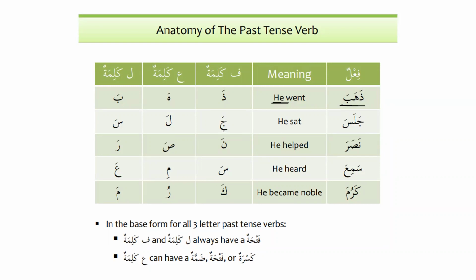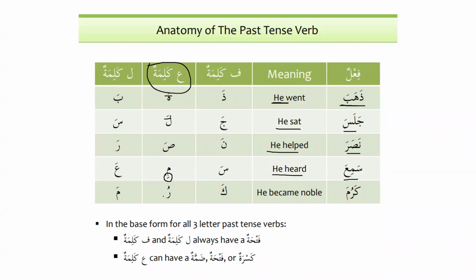Jalasa, we have ja, lam, sa, he sat. So here, we can see that ain al kalima has fatha, and here it has fatha. Similarly, nasara, he helped. So again, the doer is inbuilt. And then we have sami'a. Now we can see here that ain al kalima has kasra. So the second root letter or the radical can always change. So we have sami'a.